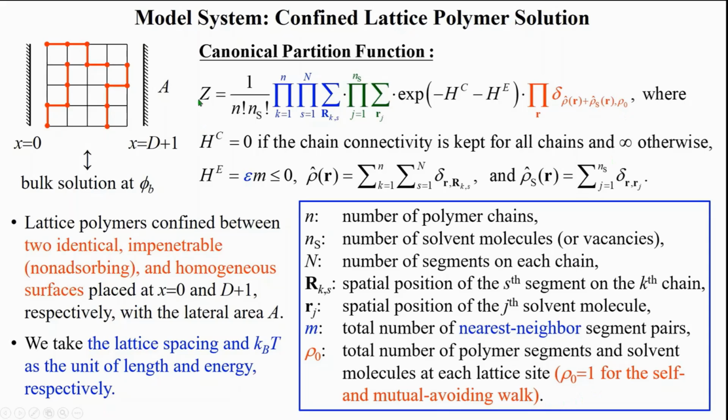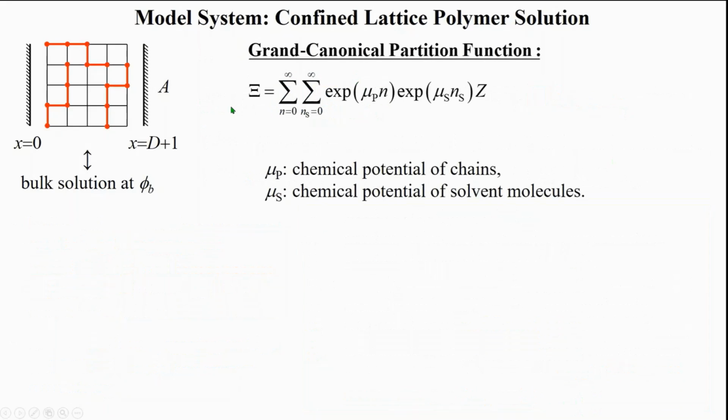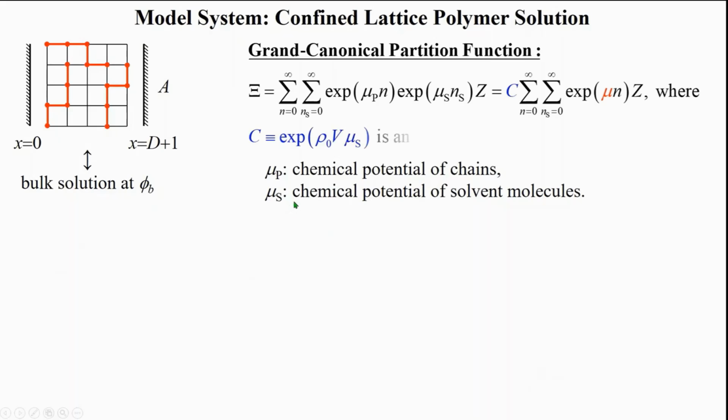With the canonical partition function Z, we can write the grand canonical partition function Ξ, where μp and μs are the chemical potential of polymer chains and solvent molecules, respectively. Ξ can be rewritten like this.